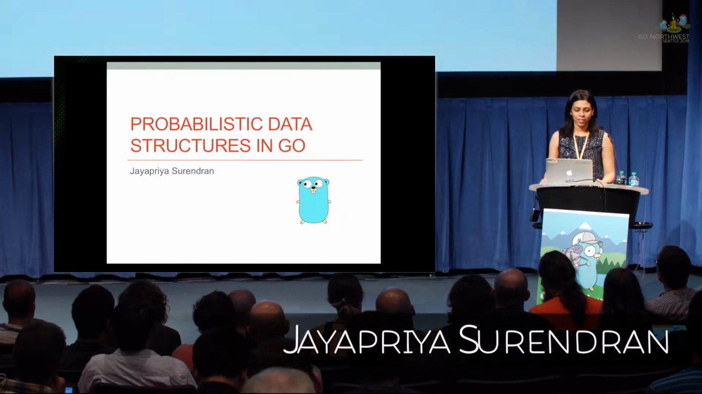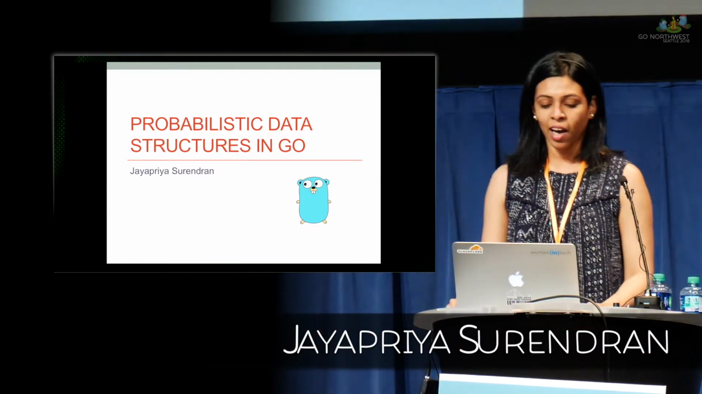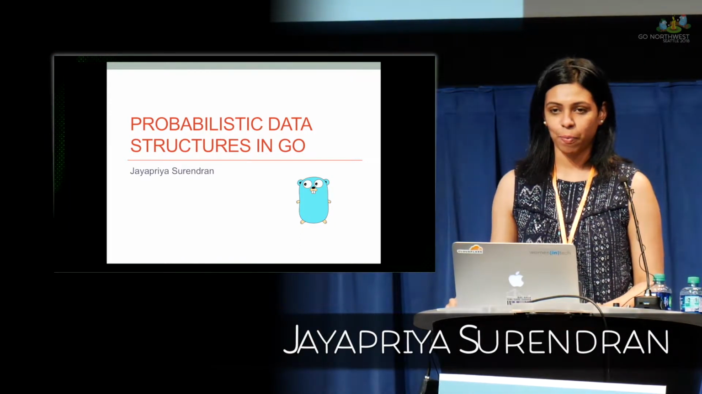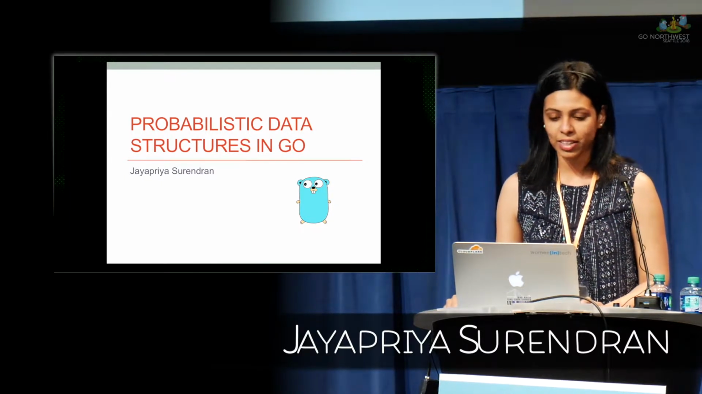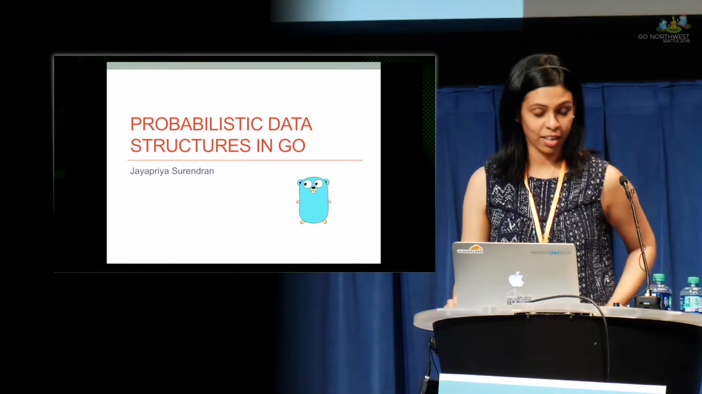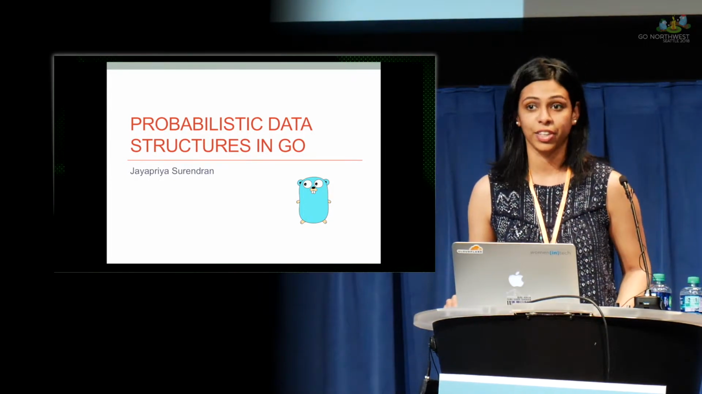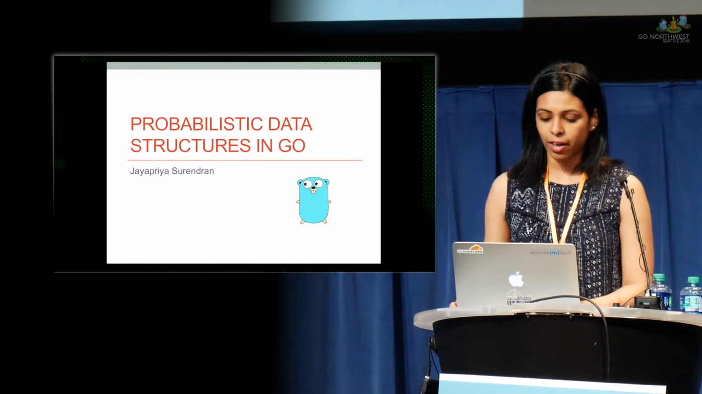It's been 1 year since I started using Go. So I recently came across probabilistic data structures, and I thought, okay, let me explore a little bit and share what I learned. So how many of you have already heard about or used probabilistic data structures? Yeah, pretty good amount.